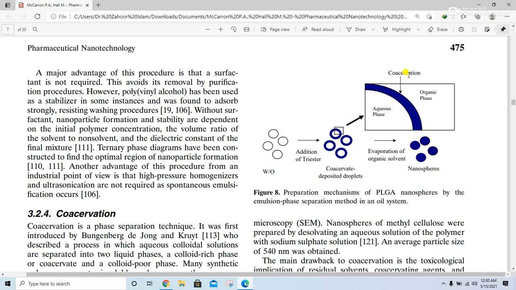So you can see here the clear formation of the nanospheres, and these nanospheres are formed by the coacervation process. Between the organic phase and aqueous phase there is a proper boundary, and this is the water-in-oil type of emulsion. By the addition of the triester, there will be deposition of the droplets by coacervates, and the evaporation of organic solvents occurs and nanospheres are formed. This is the preparation mechanism of PLGA nanospheres by the emulsion phase separation method in an oil system.